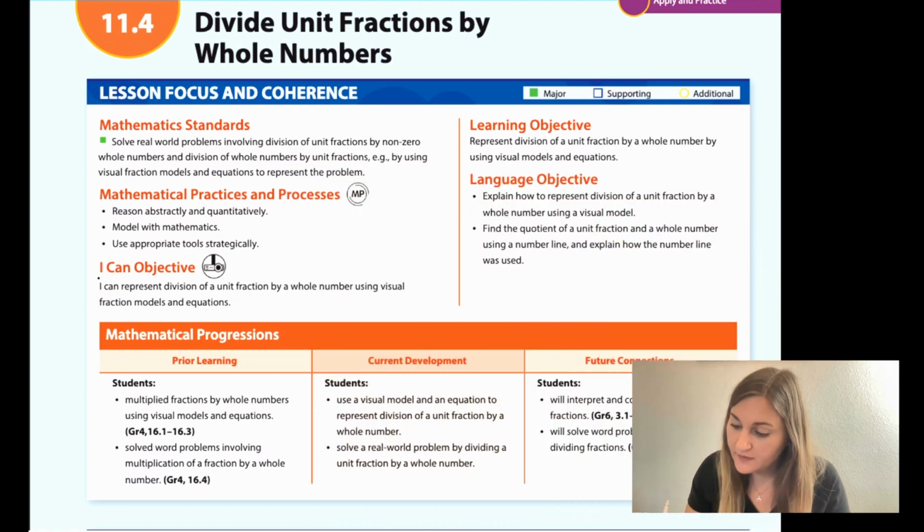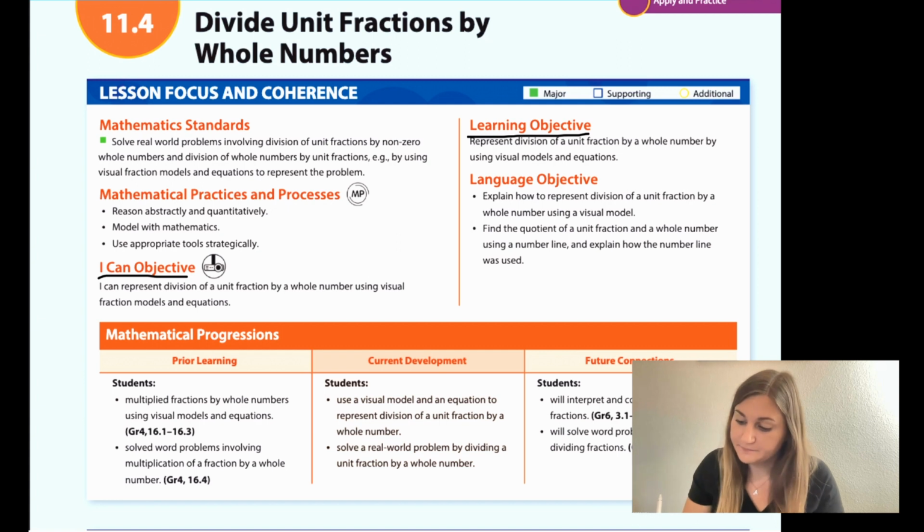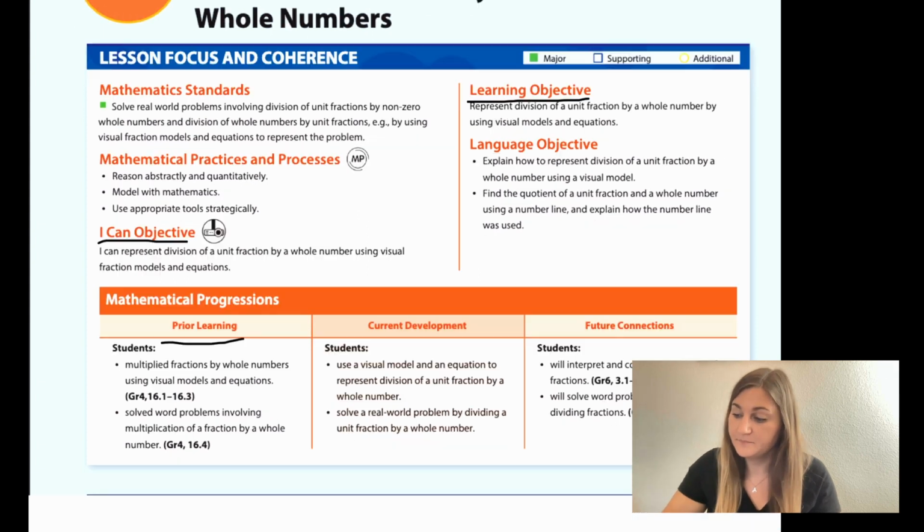Let's start off by going over the ICAN objective. I can represent division of a unit fraction by a whole number using visual fraction models and equations. And the learning objective is to represent division of a unit fraction by a whole number by using visual models and equations. The prior learning is that students multiplied fractions by whole numbers using visual models and equations, and students solved word problems involving multiplication of a fraction by a whole number.